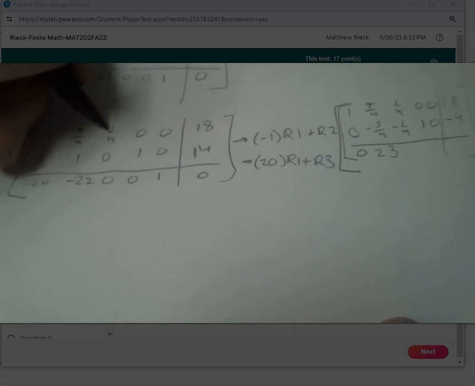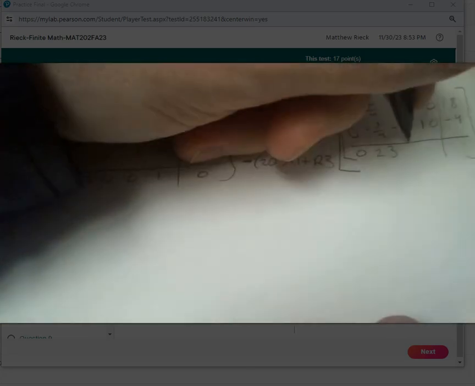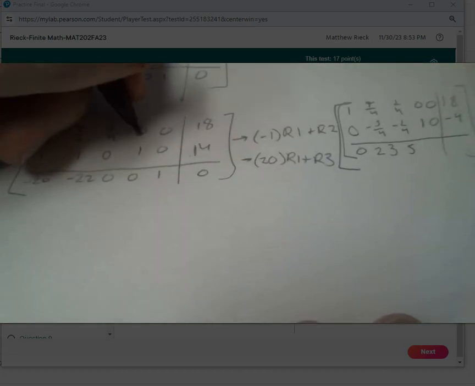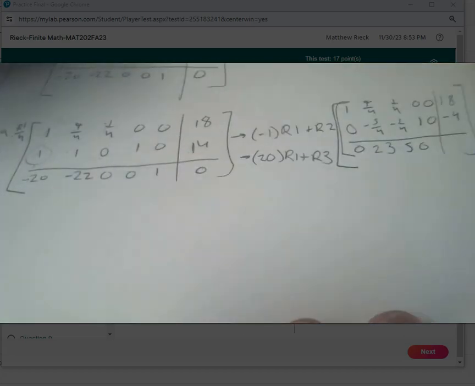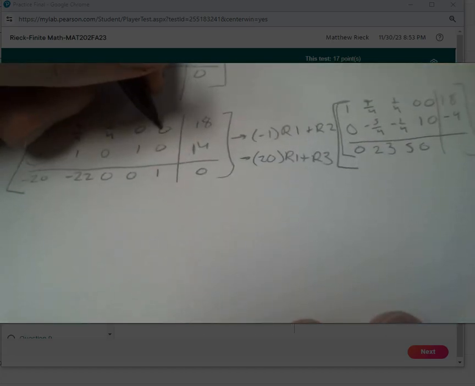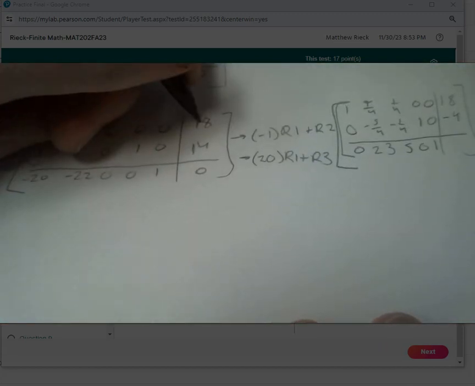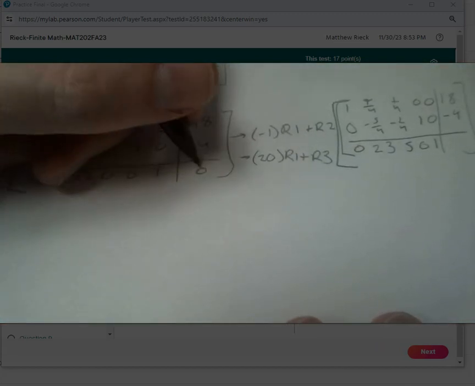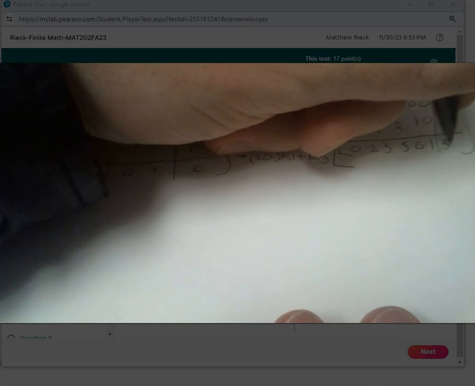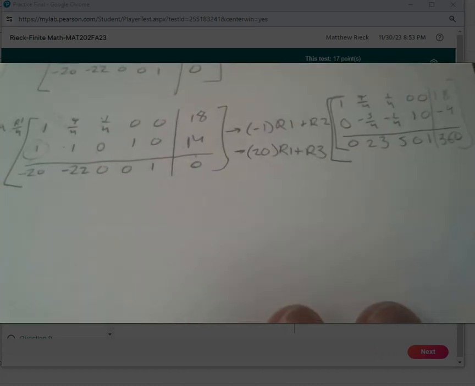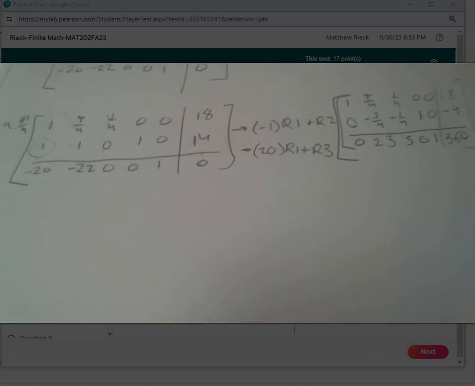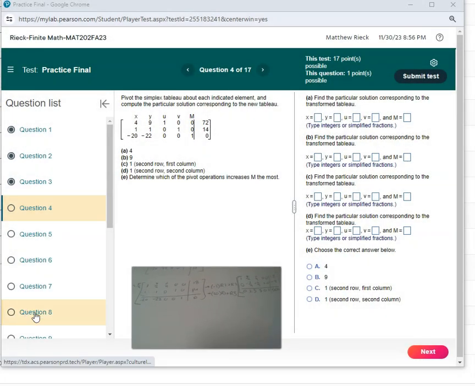Then we have 20 times 1/4 is going to be 5, plus 0 is going to be 5. 20 times 0 is 0, plus 1 is going to be 1. Then we have 20 times 0 is 0, plus 1 is going to be 1. And finally, 20 times 18 is going to be 360, plus 0 would be 360 there. All right.